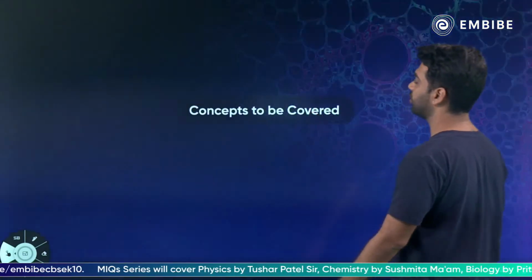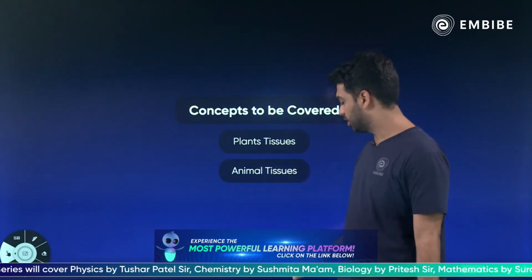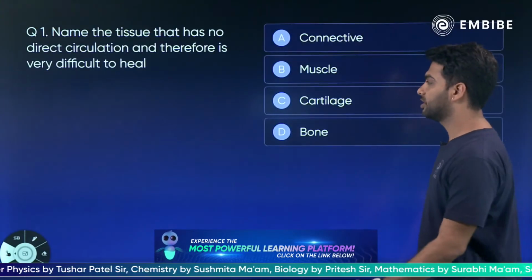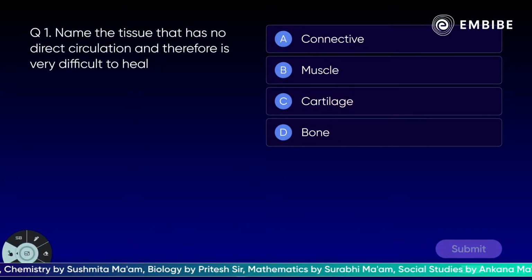Okay? Hi Arathi, very good evening. Let's start with the first question. Before that, the concepts that we are going to cover are plant and animal tissues MCQs. First question. Name the tissue that has no direct circulation and it is very, very difficult to heal. A very difficult tissue to heal.